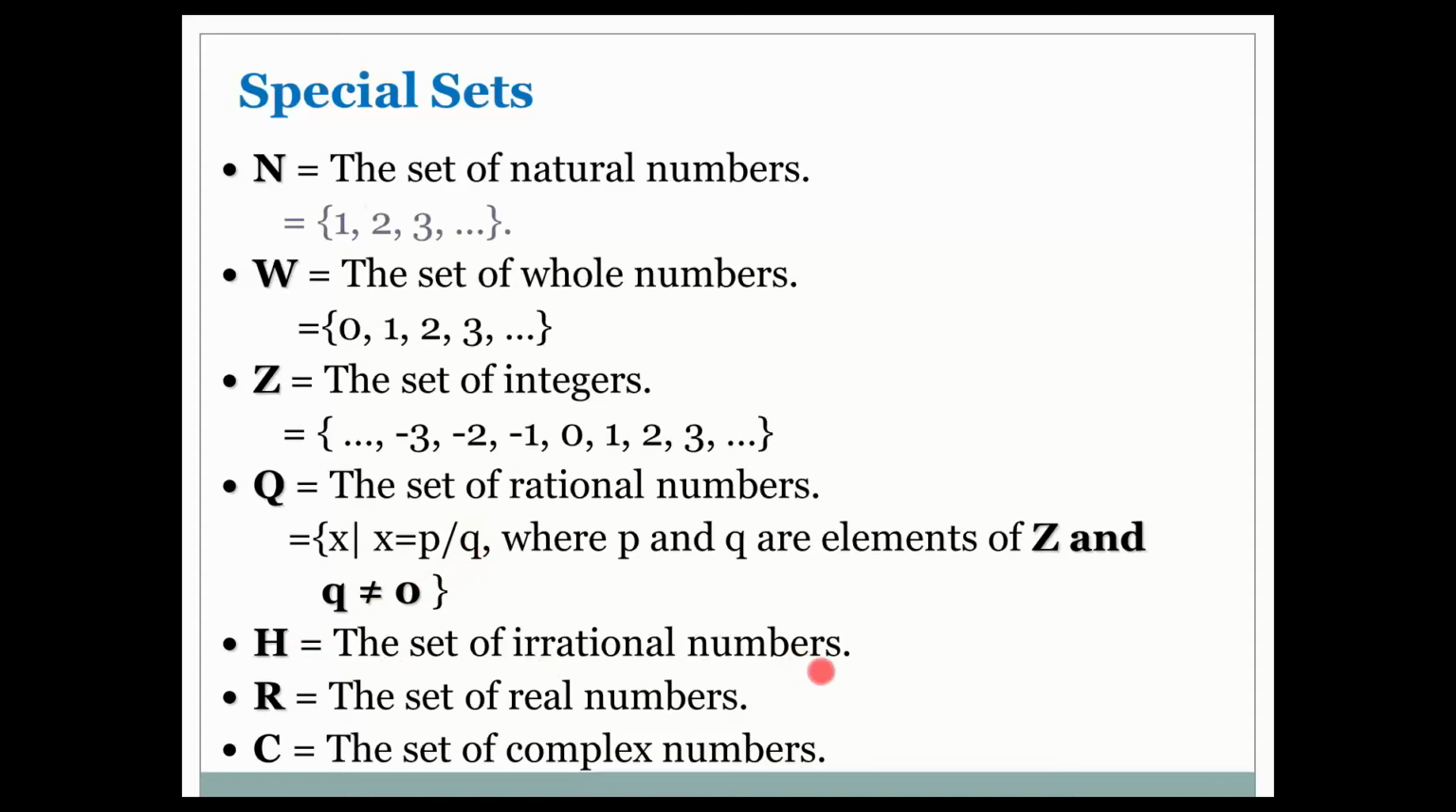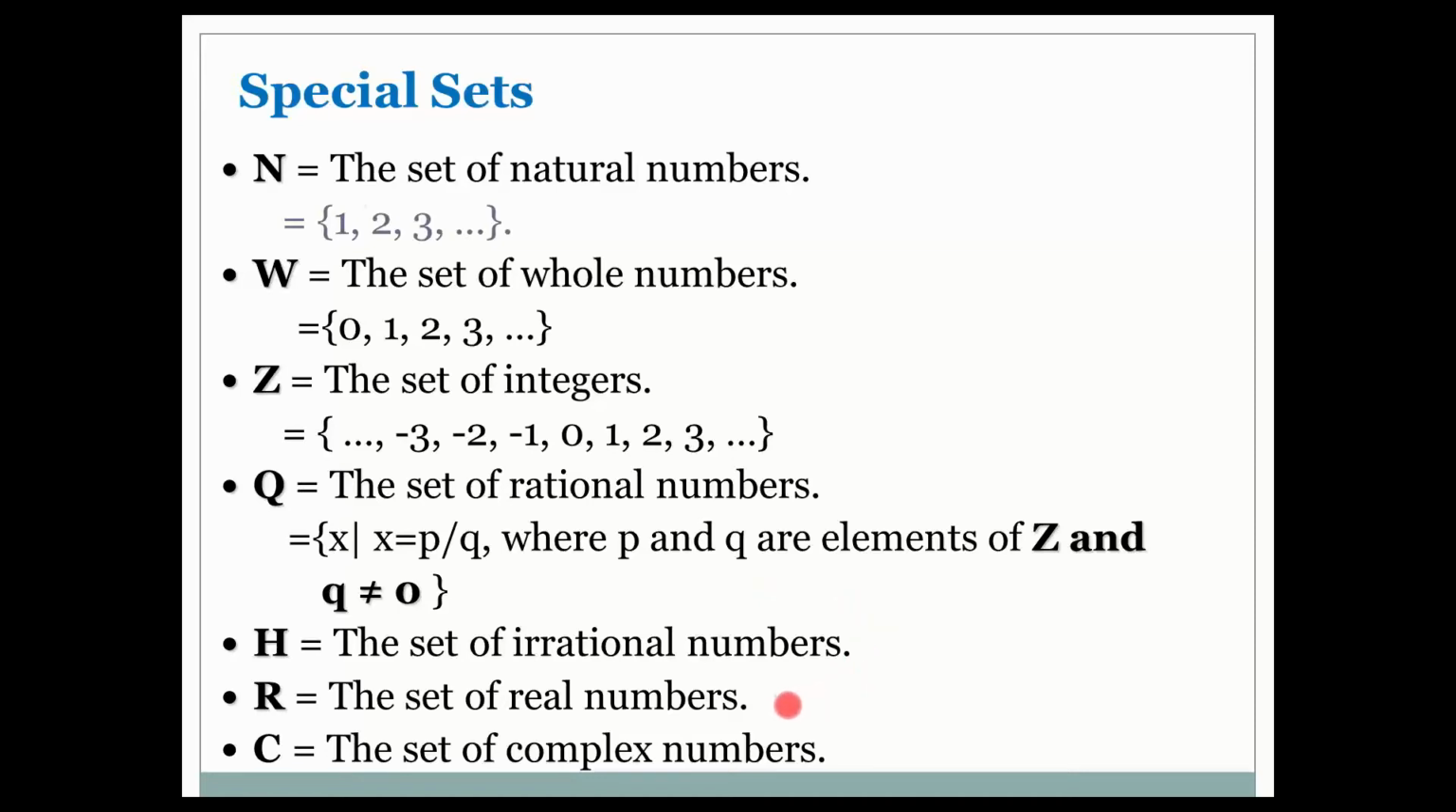H would be the set of irrational numbers. An irrational number, if you can't remember, is a real number that can't be made by dividing two integers. Irrational means no ratio, basically. We aren't saying it's being difficult or that you're being irrational. It just means you can't make a ratio out of it. Its decimal is going to go on forever without repeating. So think of things like pi.